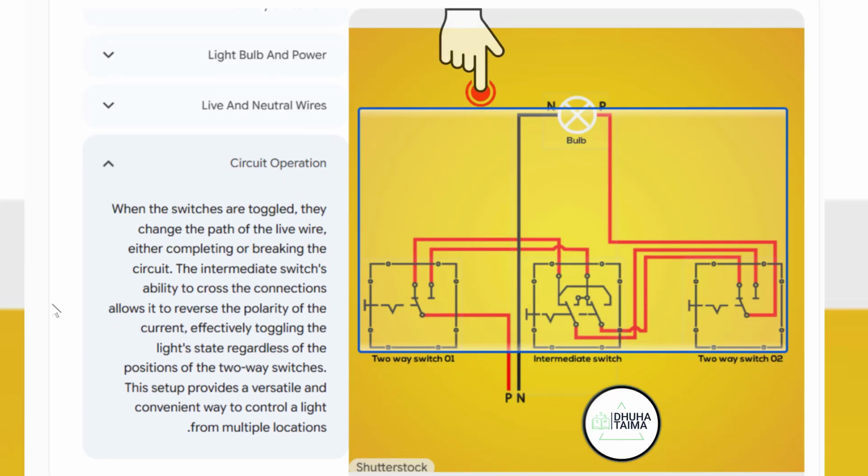Circuit operation. When the switches are toggled, they change the path of the live wire, either completing or breaking the circuit. The intermediate switch's ability to cross the connections allows it to reverse the polarity of the current, effectively toggling the light state regardless of the positions of the two-way switches. This setup provides a versatile and convenient way to control a light from multiple locations.